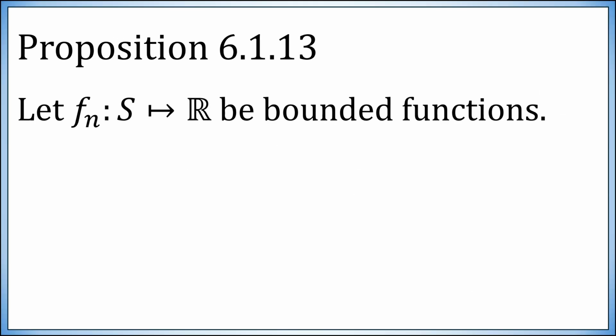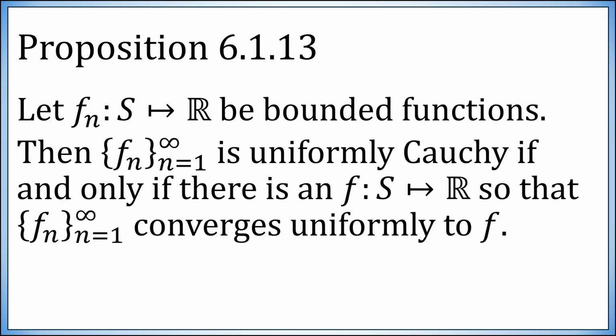Here's proposition 6.1.13. Again, let fn be bounded functions mapping the set S into the real numbers. Then the sequence of functions is uniformly Cauchy if and only if there is a function f such that the sequence of functions fn converges uniformly to f. In other words, uniformly Cauchy sequences converge uniformly to a function, if and only if. Okay, we've got to prove it, of course.